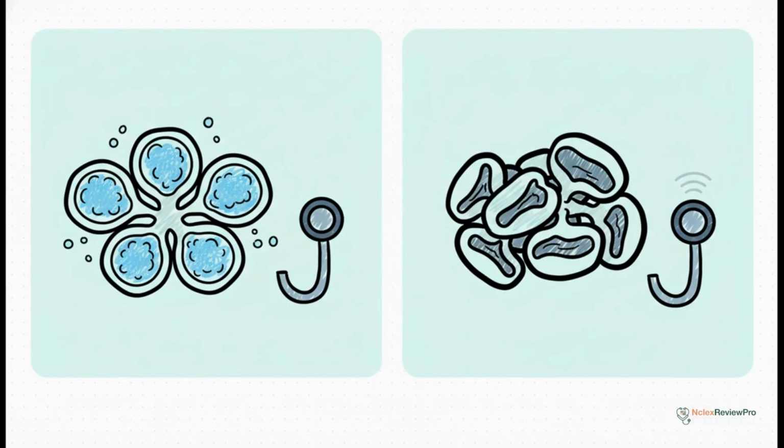If you hear crackles, you're hearing air bubbling through fluid that's inside the alveoli. That's a filling problem. But what if you hear very little sound or even nothing at all? Well, that tells you that air isn't even getting into that part of the lung. It's either collapsed or it's being squeezed from the outside.